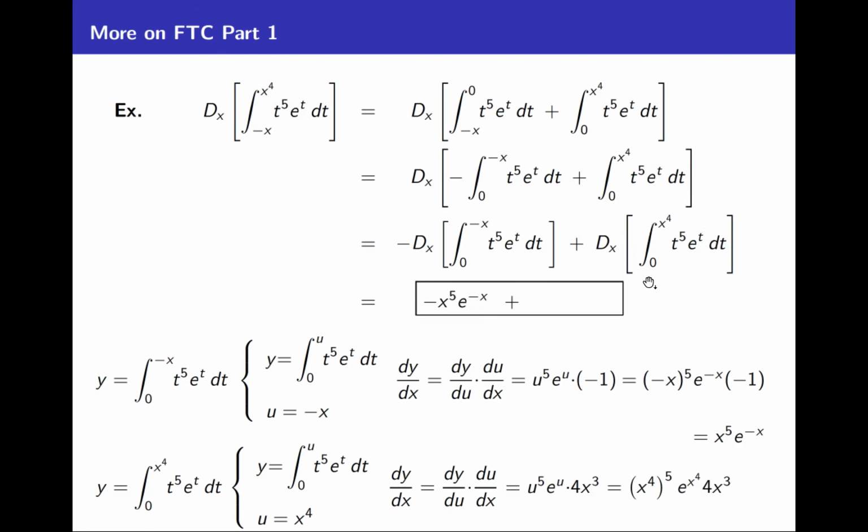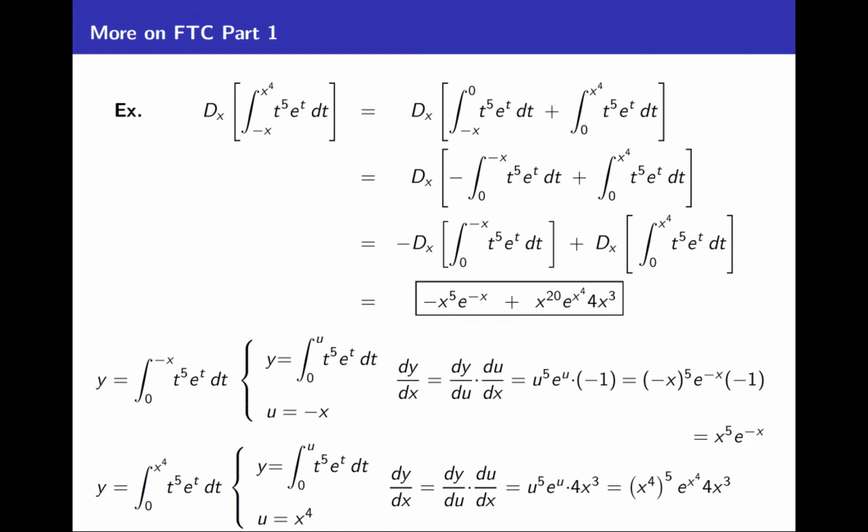That is this derivative. So we're just going to complete our answer by putting it here. The only difference I'll make is x to the 4th to the 5th is x to the 20th. Doing that substitution, we have the derivative that we were looking for. This derivative is minus x to the 5th e to the minus x plus x to the 20th e to the power of x to the 4th times 4 times x cubed. A rather complex problem, but breaking it up into simple pieces as we did here, it's really not that bad.